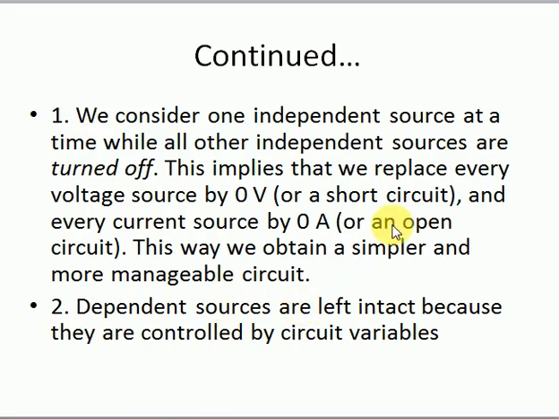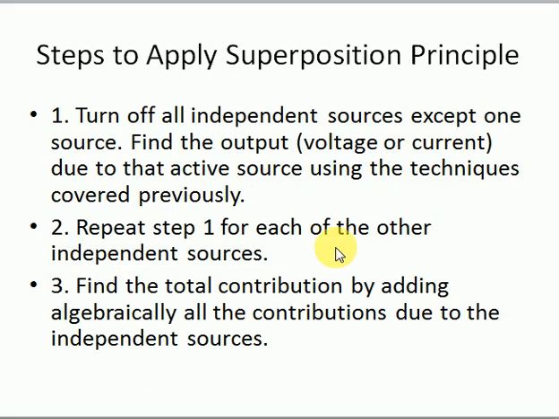The dependent sources are left intact; we don't have to change anything in them, because they are controlled by the circuit variables. Now there are 3 steps while we are solving with the superposition principle. First of all, turn off all independent sources except one source, so that at a time we will use a single source. Find the output voltage or current due to that active source using the techniques that we have covered previously.